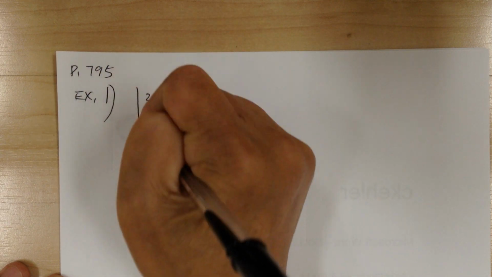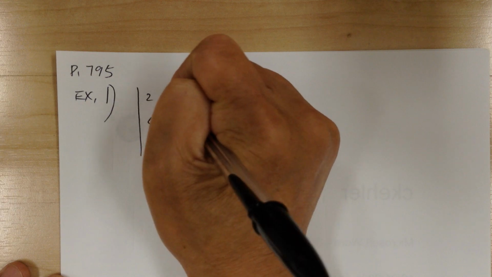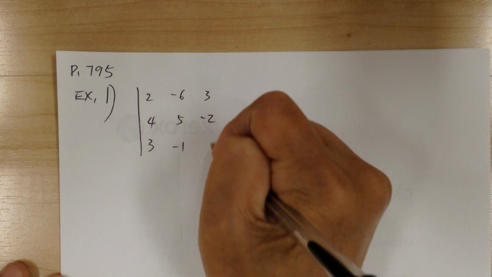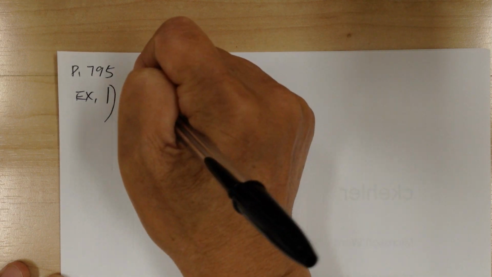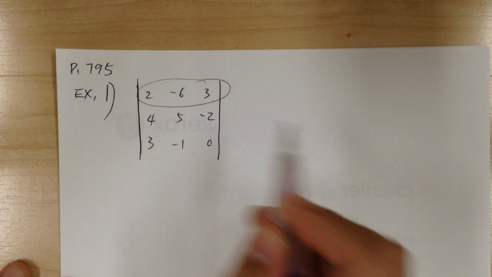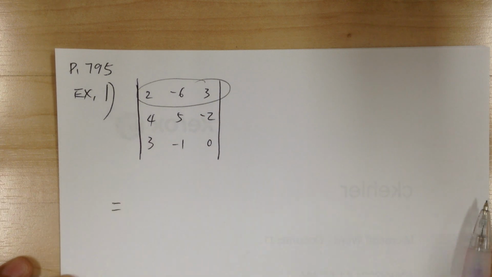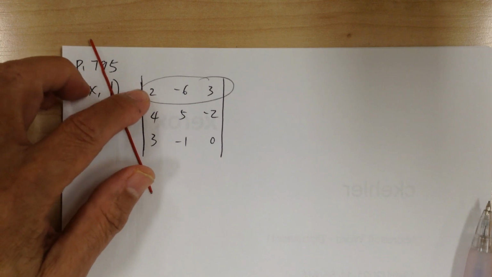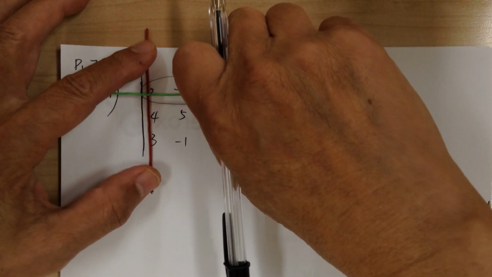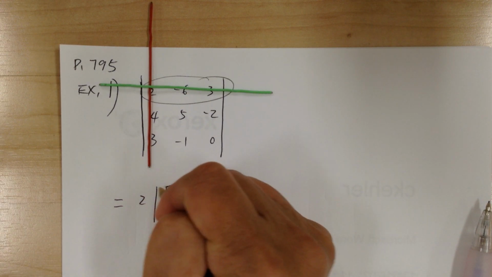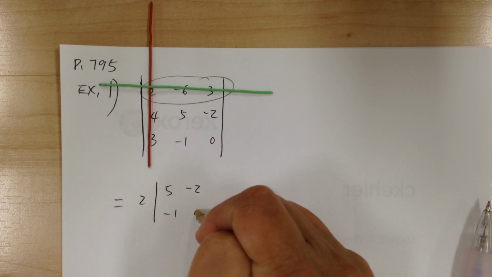Okay, so you have 2, 4, 3, -6, 5, -1, 3, -2, 0. And I want you to expand by minor of the first row. Okay, so you want to expand these. Okay, so this will equal to, so again, you have to do the crosshair thing. So you have to expand the first number. So that's the 2. So again, you have to cross out like this. Okay, so this will equal to 2 times 5, -2, -1, 0.